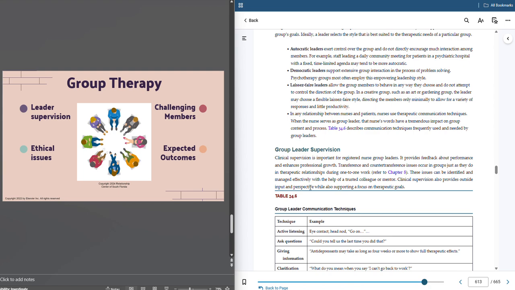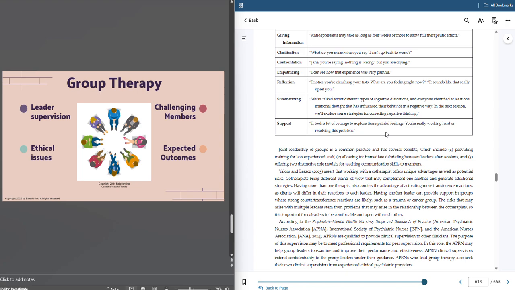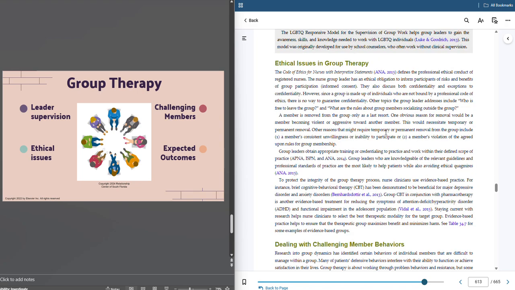Now, group therapy. You need group leader supervision. The leader should provide feedback, help with transference and countertransference, support therapeutic group goals, and allow for debriefing, but they also need to be a role model. But there can be ethical issues in group therapy, and this can include things like informed consent, confidentiality, member removal if necessary, and appropriate training or credentialing. They should also be using evidence-based practice in group therapy to stay within ethical guidelines.